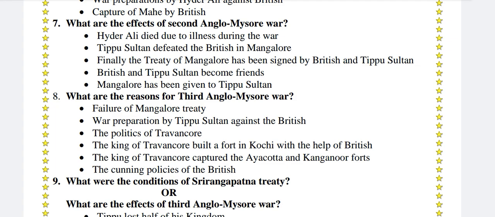What are the reasons for Third Anglo-Mysore War? Failure of Mangalore Treaty. War preparations by Tipu Sultan against the British. The politics of Travancore. The King of Travancore built a fort in Kochi with the help of British. The King of Travancore captured the Ayokota and Kanganur forts. The cunning policies of the British.